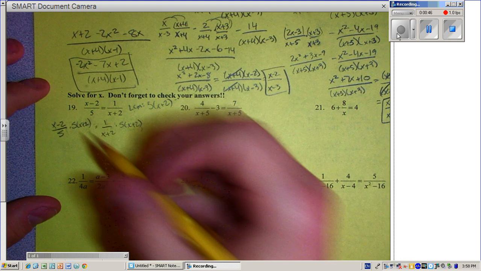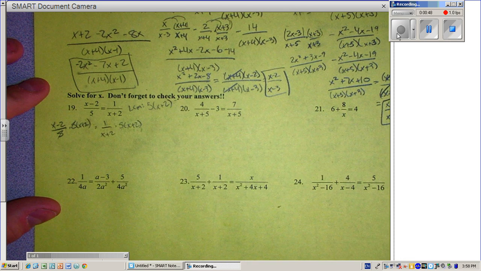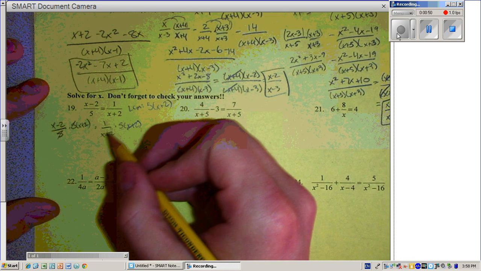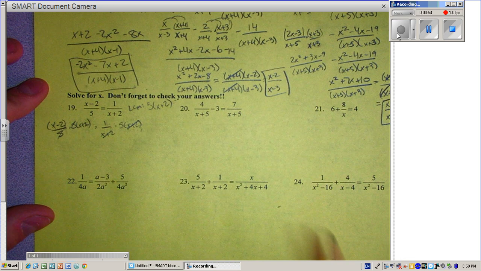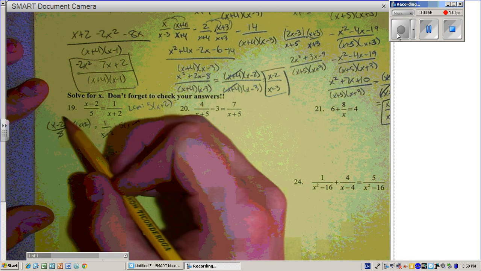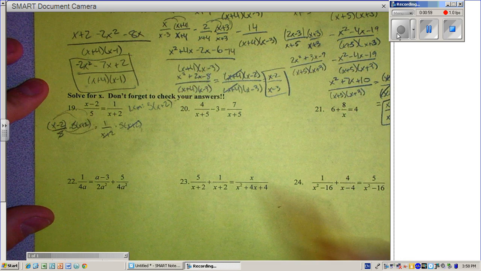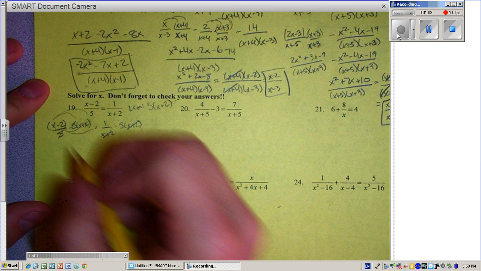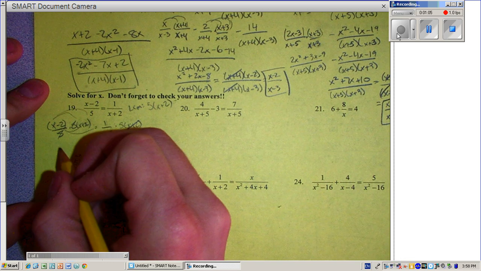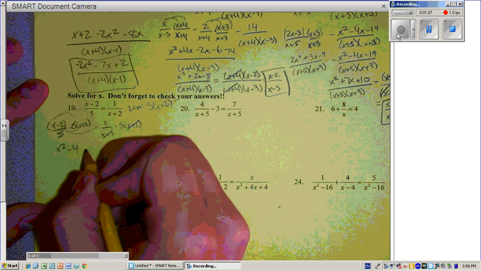Now what you'll see is my 5 over 5 reduces, and my x plus 2 over x plus 2 also reduces to 1. What I'm left with on the left side is x minus 2 times the quantity x plus 2, which we will have to FOIL. And on the right side, I'm left with 1 times 5. So I get x squared minus 4 equals 5.